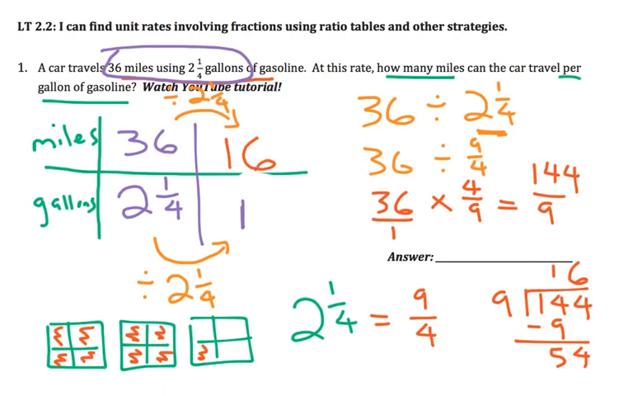And then once I find my answer, I can stop to think, does it make sense? So the problem said the car goes 36 miles in 2 1/4 gallons. So 1 gallon I would expect to be less than 36, and probably about half of it, because 1 is like half of 2. And 16 is a little bit less than half of 36. So I'm happy with that answer. It's 16 miles per gallon.